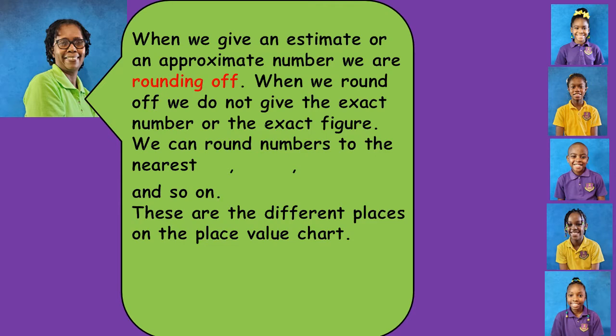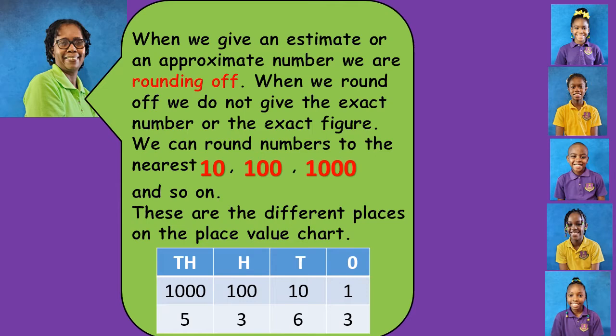Now, when we give an estimate or an approximate number, we are rounding off. When we round off, we do not give the exact number or the exact figure. We can round numbers to the nearest 10, 100, 1,000, and so on. These are the different places on the place value chart. And here I have my place value chart and you can see the different places.